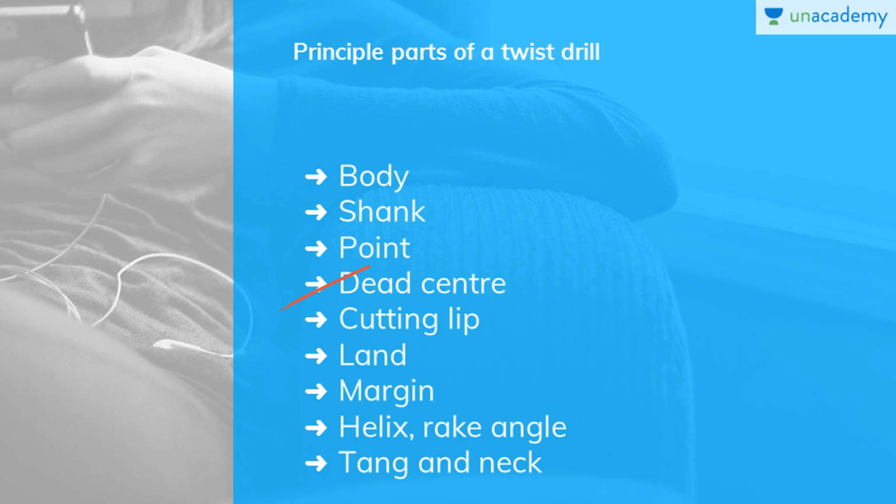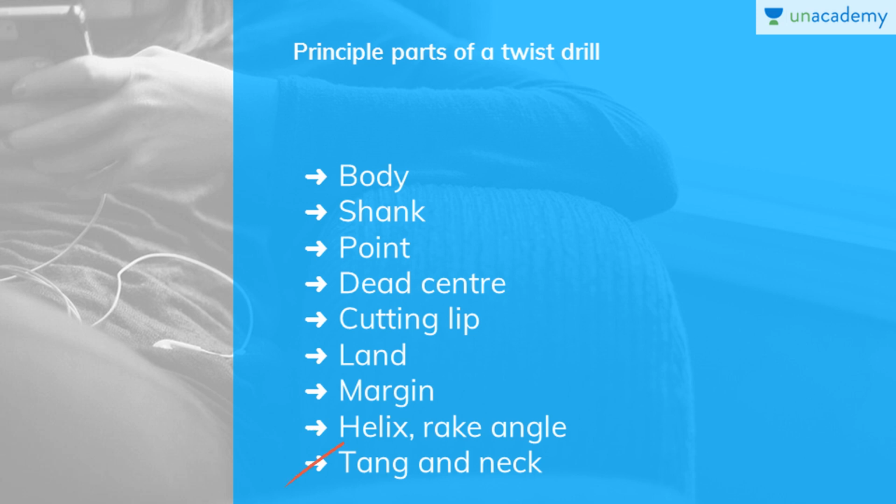Then you have the cutting lip, which is the part of the drill which actually cuts away the material during drilling. Each flute has a lip. The land is the distance between two adjacent flutes. The margin is the narrow strip which extends throughout the length of the flute. It is actually the full diameter of the drill. Then you have the helix and rake angles. The helix angle is the angle between the flute and the axis of the drill, whereas the rake angle is the angle between the flute and the work surface.